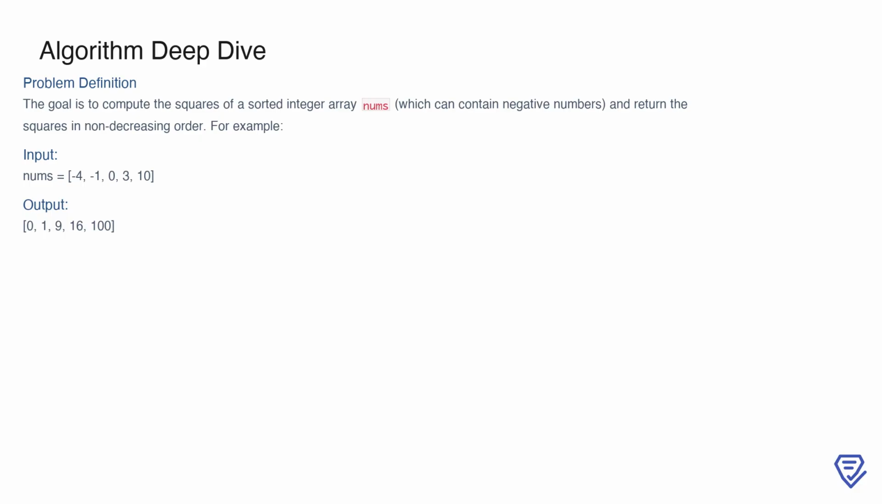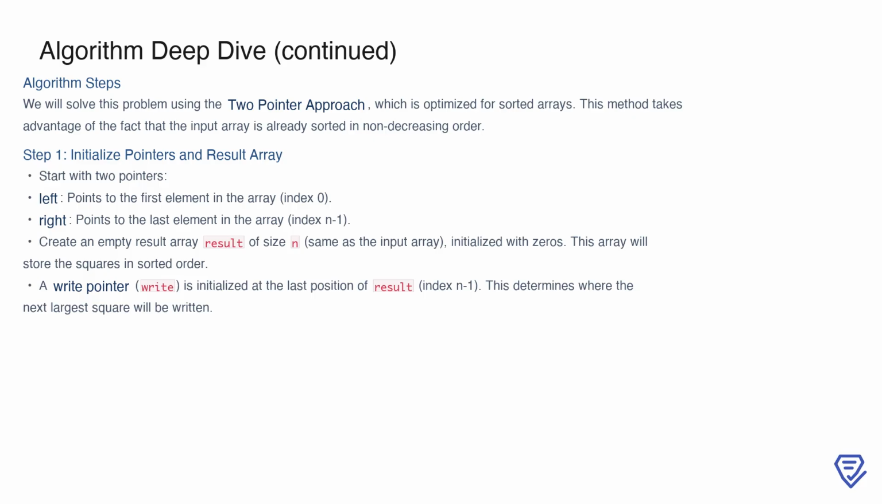The challenge here is to achieve this efficiently, without needing to first compute all the squares and then sort them, which would be less optimal. To solve this problem efficiently, we use the two-pointer approach, which is ideal for sorted arrays. This method leverages the fact that our input is already sorted in non-decreasing order. First, we initialize two pointers. The left pointer starts at the beginning of the array, while the right pointer starts at the end. We also create an empty result array of the same size as the input, initialized with zeros. This result array will store the squared values in sorted order.